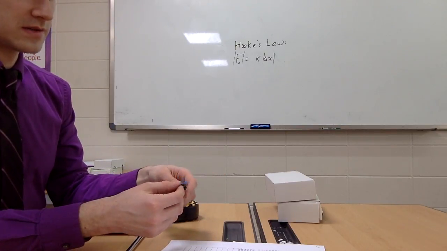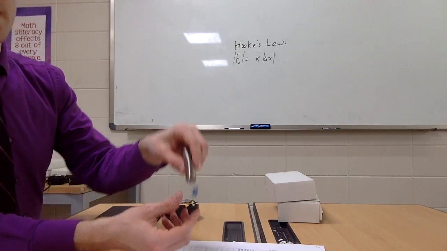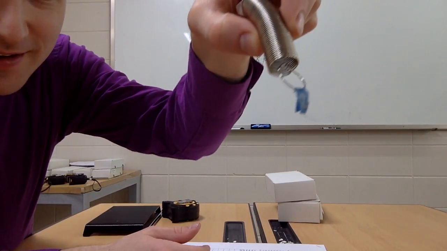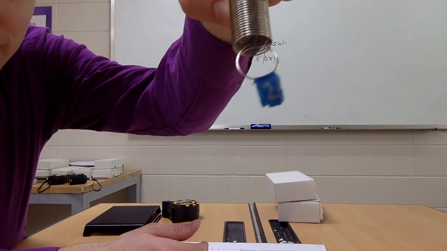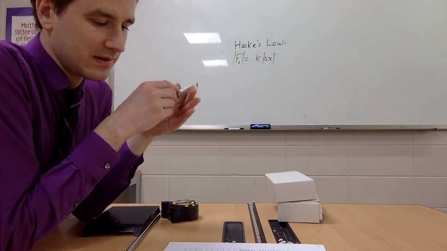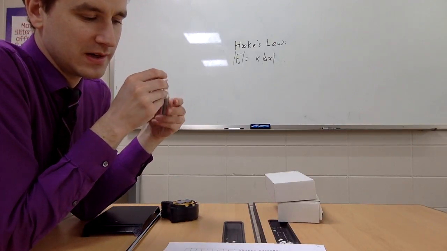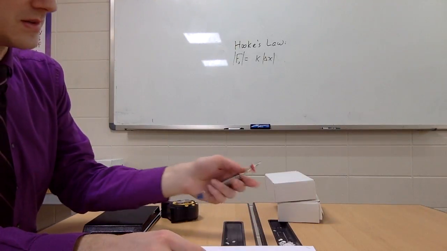So there are several springs. You'll pick one out, and they all have a little piece of blue tape that has a label. This one is number 2. They all have numbers on them, and on your sheet there are the theoretical spring constants for each one. So obviously you'll only use one of those because you only have one spring.